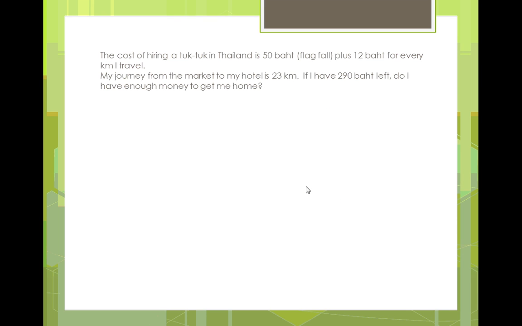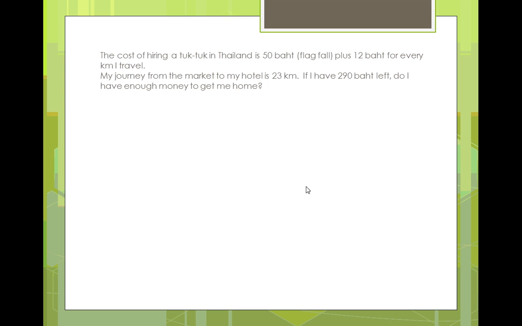Alright, so let's apply that to our tuk-tuk in Thailand question. Let's remind ourselves of what this question was all about. The cost of hiring a tuk-tuk in Thailand is 50 baht, which is the flag fall, plus 12 baht for every kilometre I travel. My journey from the market to my hotel is 23 kilometres, and if I have 290 baht left, do I have enough money to get me home?